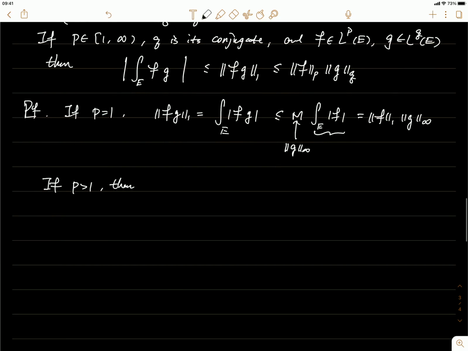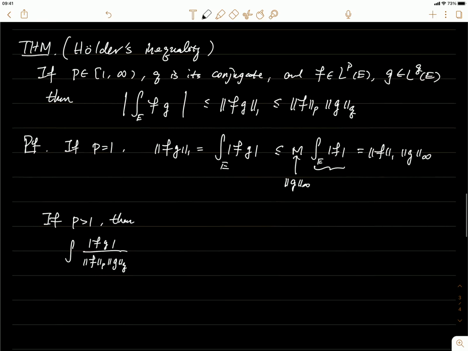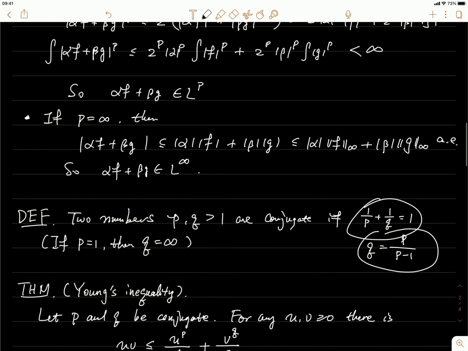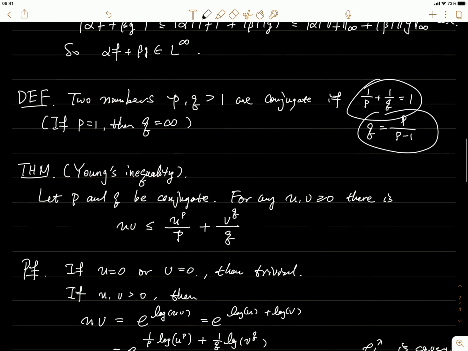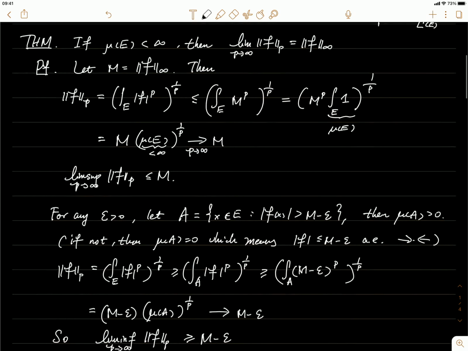Okay, so in this case, let's consider the integral of fg over the p norm of f times the q norm of g. By the way, the denominators we will assume to be non-zero, because if the p norm is equal to 0, it doesn't matter what p is, positive, finite or infinite, we can see from here.